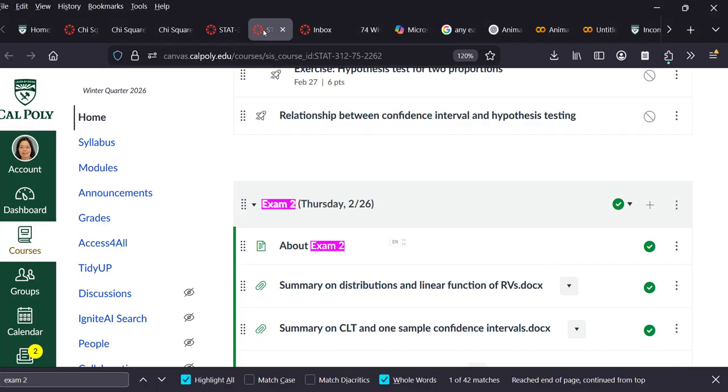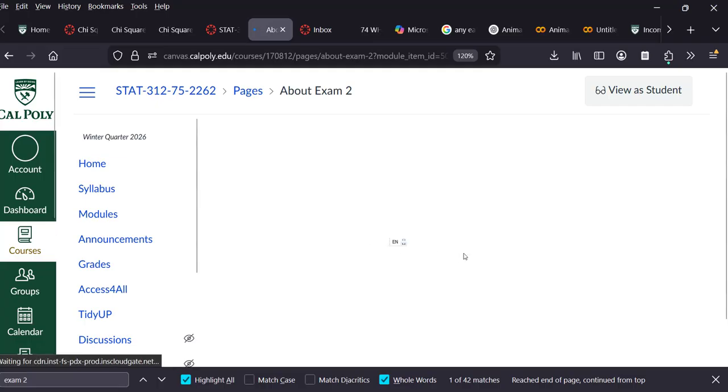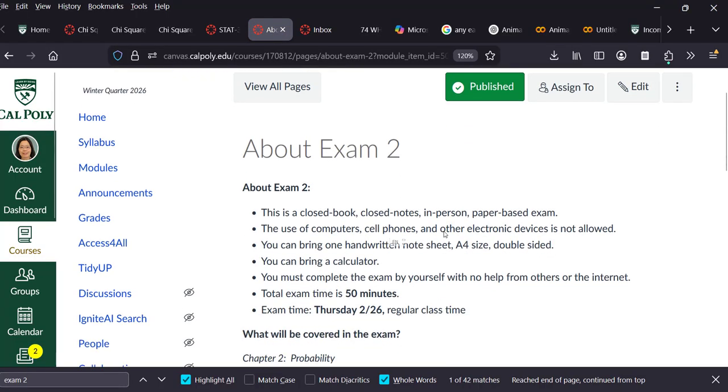What's going to be on the exam. So certainly it's closed book, closed notes. You bring the A4 size handwritten notes, double-sided. You should bring a calculator, okay, and your note sheet.